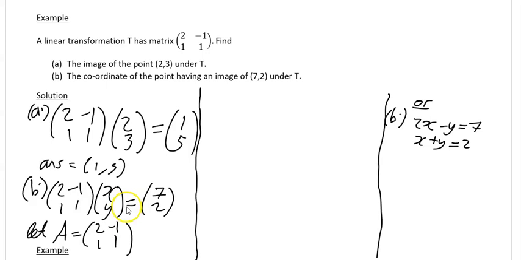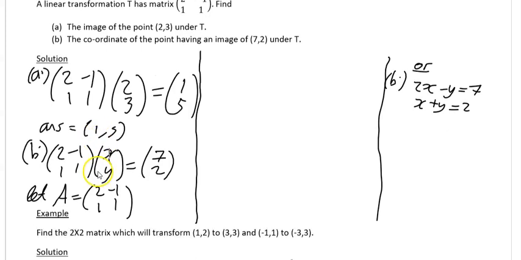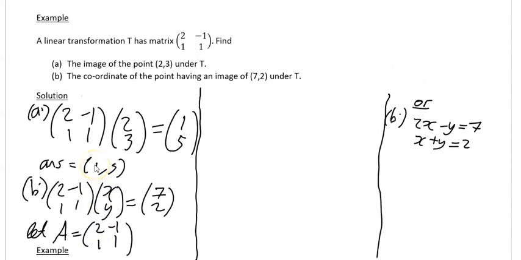Okay, the second example says find the coordinate of the point having an image of 7, 2 under T. So we've got to find what coordinate you start with such that the result is 7, 2. So this really is an equation. We do 2, minus 1, 1, 1 upon x, y, and that gives you 7, 2. So what I'm going to do in this case, I'm going to let A be equal to the matrix, and the first thing I'm going to do is find the inverse of A. So the inverse of A, the determinant first of all is 2 times 1 minus minus 1 times 1, which is going to be 3.